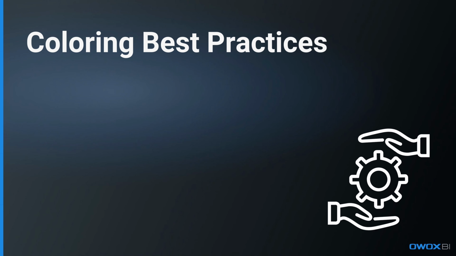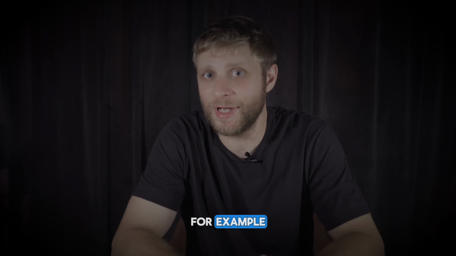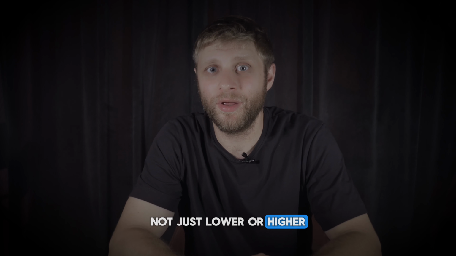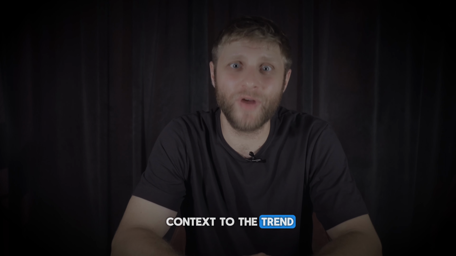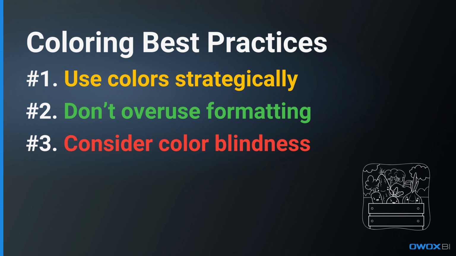Let me just share a few coloring best practices with you. Number 1. Use colors strategically. For example, red for negative trends and green for positive ones. Not just lower or higher, but add the business context to the trend when highlighting. Number 2. Avoid overusing formatting to prevent overwhelming the user. Number 3. Ensure that color choices are accessible to all users, considering color blindness.